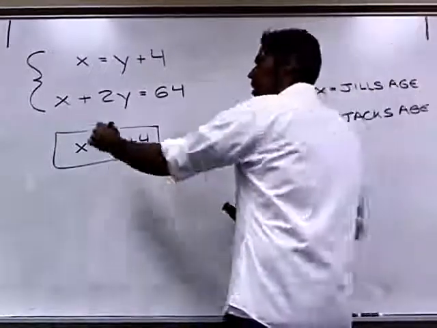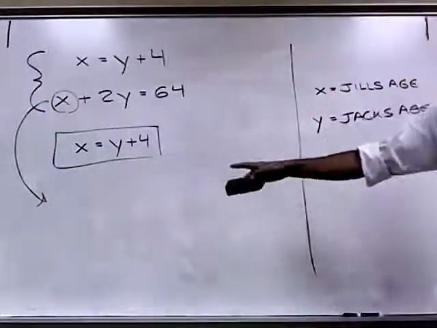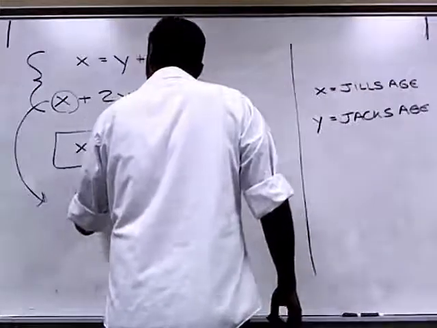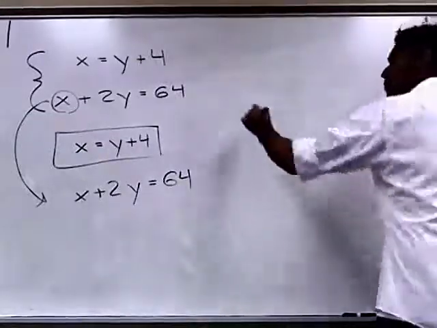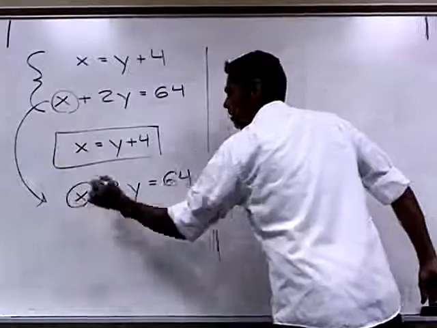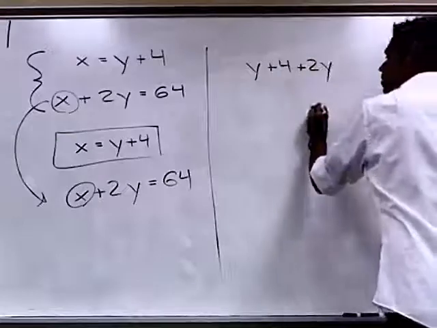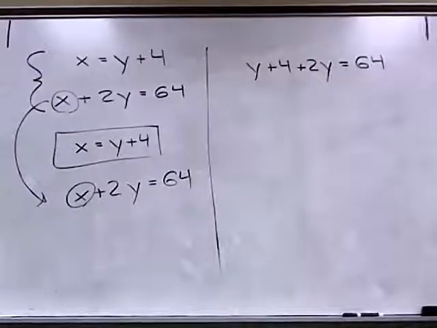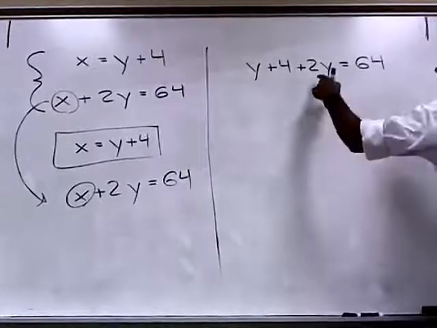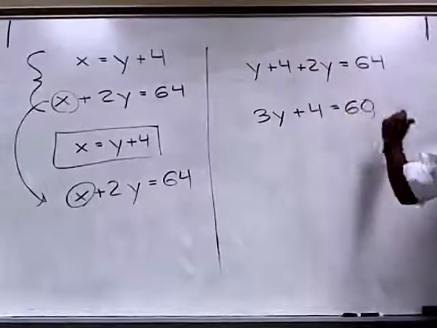So I'm going to go to the second equation. I'm going to replace x in this equation with y plus 4. So I'm writing down the second equation. I'm going to replace x with what? y plus 4. So y plus 4 plus 2y equals what? 64. Now, on the left side, we have 3y plus 4 equals 64.